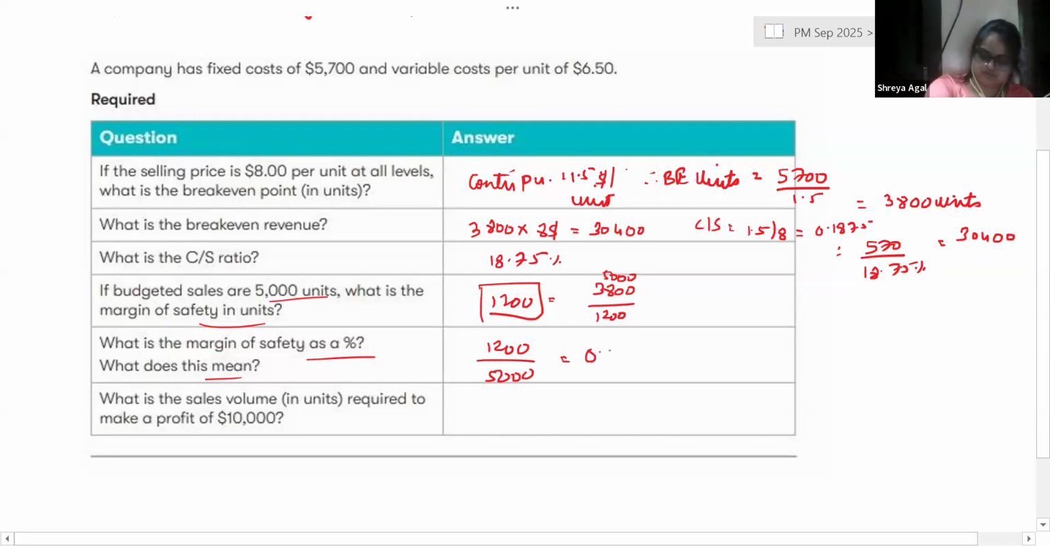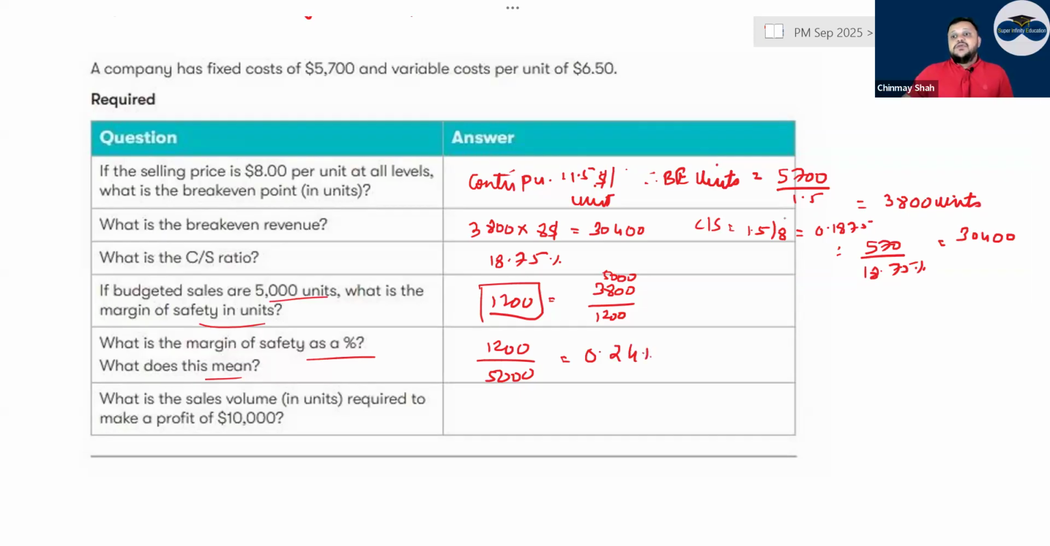0.24. 24%. Correct. And if I had asked you how much is the BE ratio? It will be 76%. Sir, how did you get 76%? 100 minus 24%. Simple shortcut, right?